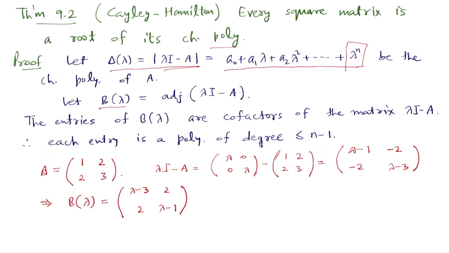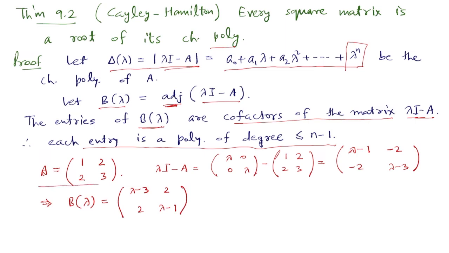Let B lambda be equal to adjoint of this matrix lambda I minus A. By definition of adjoint of a matrix, the entries in B lambda are cofactors of the matrix lambda I minus A. So each entry is a polynomial of degree less than or equal to n minus 1.